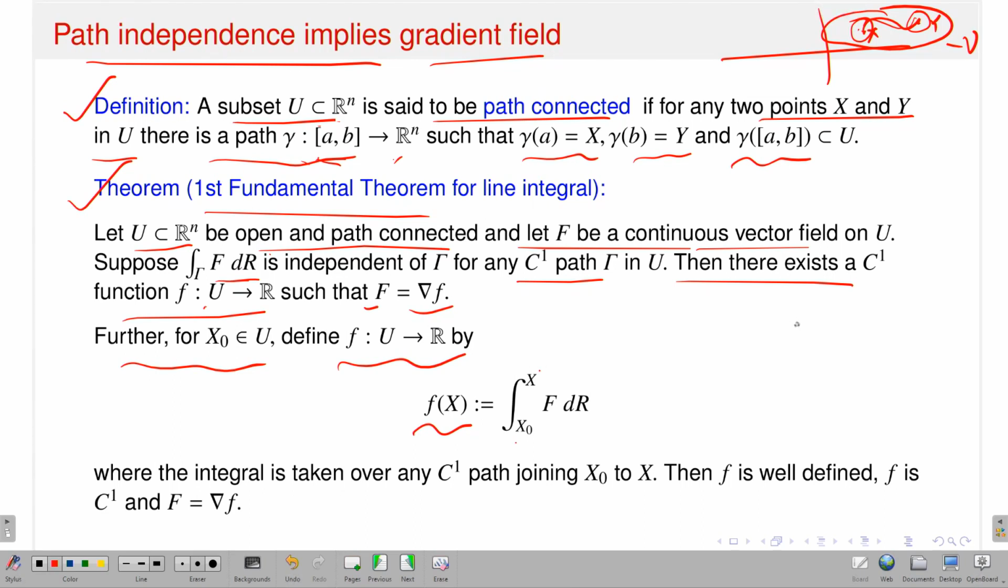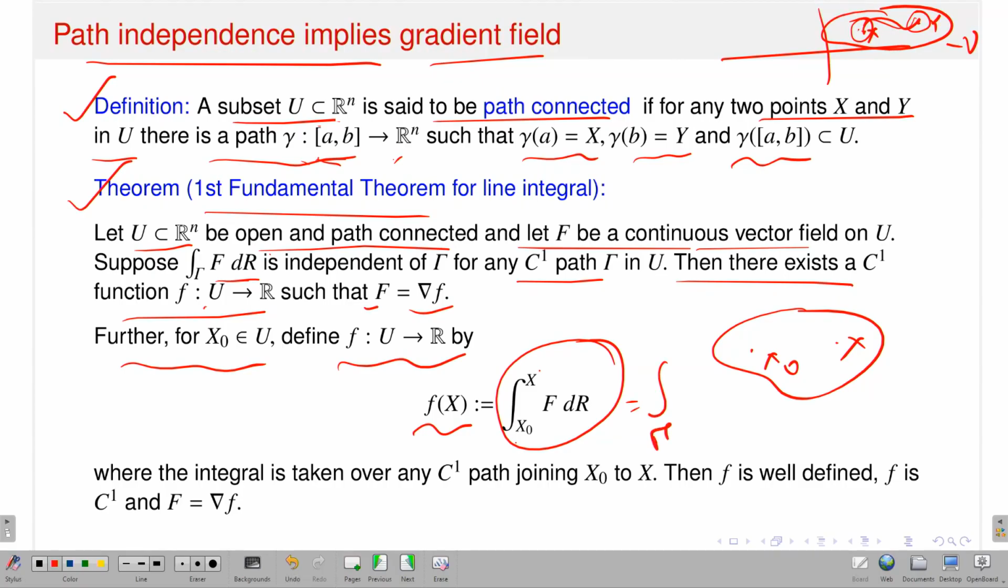Why? Because I have a domain U, I have a point x naught and I have a point x. Now what is the meaning of this? Because x naught and x are two points in higher dimension, there is no ordering. So what is the meaning of that? This is a symbol. The meaning is that this is the same as the integral over gamma of F dr. And what is my gamma? Gamma is nothing but the C1 curve or some nice curve joining the point x naught, and the end point is x. That is the meaning of gamma.